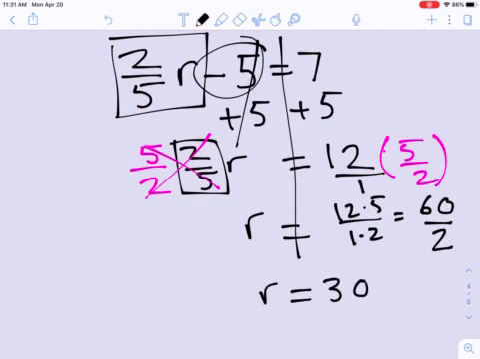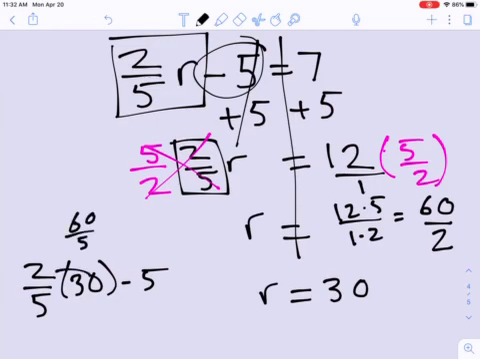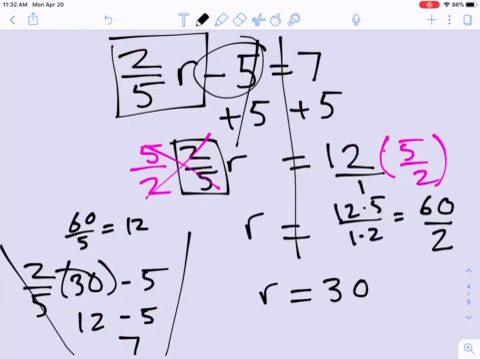So if I put this into my original equation, I have 2/5 times 30 minus 5. And if I did it right, that should give me 7. Well, 2/5 times 30, sorry, let me get rid of that nonsense. 2 times 30 is 60, and 60 over 5 is 12. 12 minus 5 is indeed 7. So this works.